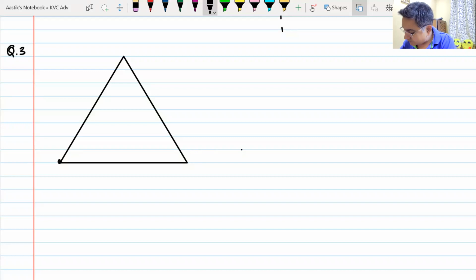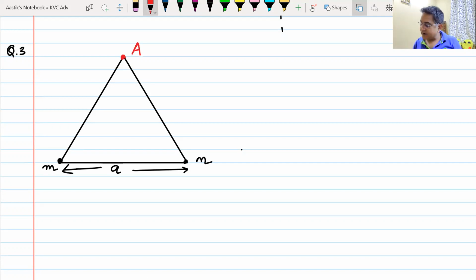Here I have two masses M and M, and this is an equilateral triangle of side length A. This is the point A. You have to tell me what is the gravitational field at this point A. This is an equilateral triangle of side length A. I'll give you 2 minutes to do this. It's a very simple question, can be done very simply. 2 minutes you have.